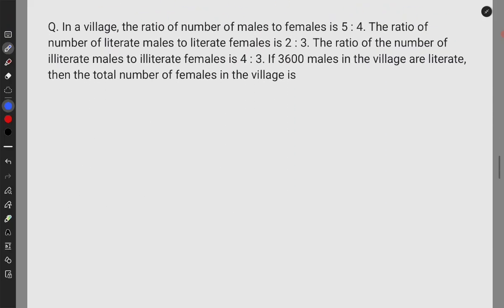In a village, the ratio of the number of males to females is 5:4. The ratio of the number of literate males to illiterate females is 2:3. The ratio of the number of illiterate males to illiterate females is 4:3.